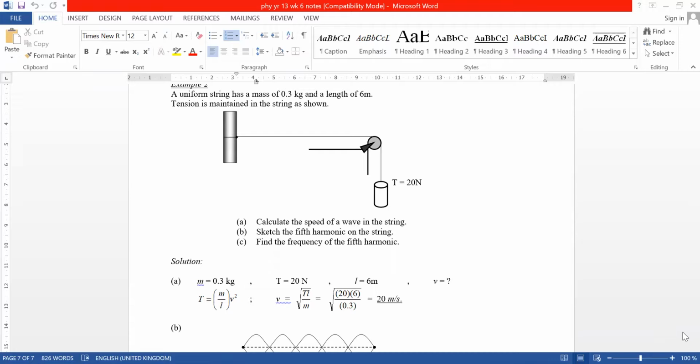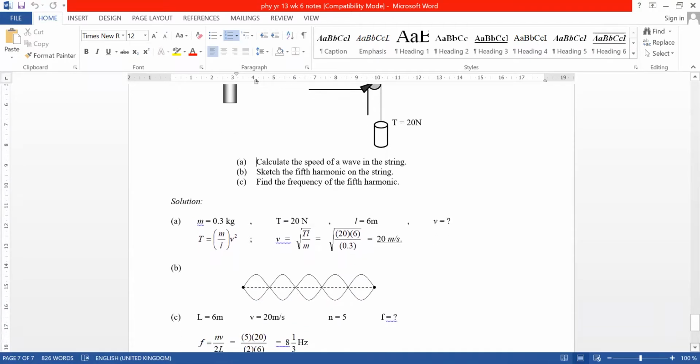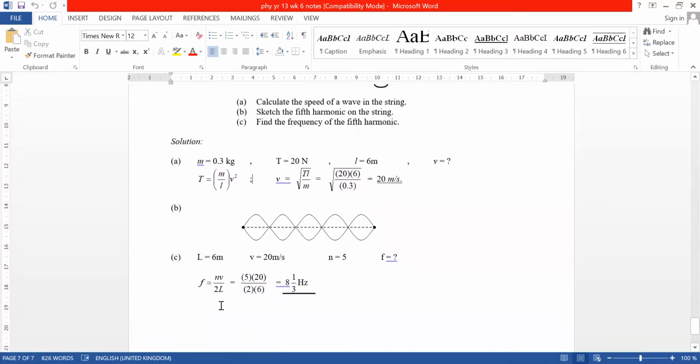After that, part B says sketch the fifth harmonic. Since it's a string, it will have fixed ends, so the 2 ends are fixed. I should be writing N here and N here and all those. And how many loops are there? Since we're talking about the fifth, there should be 5 loops: 1, 2, 3, 4, and 5. And find the frequency of the fifth harmonic. The formula is F equals nV over 2L. So n is 5 times V, which we have calculated to be 20 meters per second, and the length is 6 meters, so 2 times 6, and we get 8 1/3 hertz as the frequency.